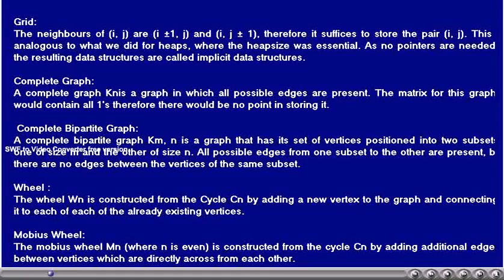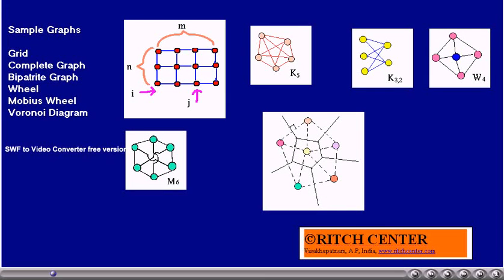We have a variety of graphs known as grid, complete graph, complete bipartite graph, wheel, Möbius wheel, etc. Each one we may find in different applications. This slide shows graphs for grids, complete graph, bipartite graph, wheel, Möbius wheel, Voronoi diagram, etc.